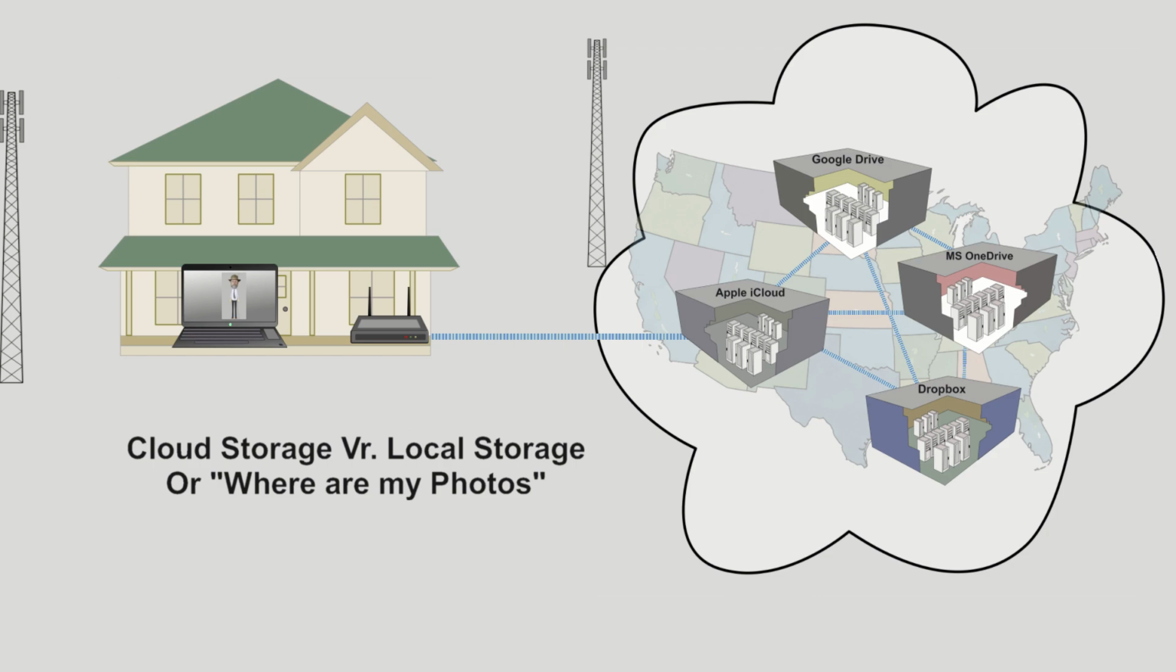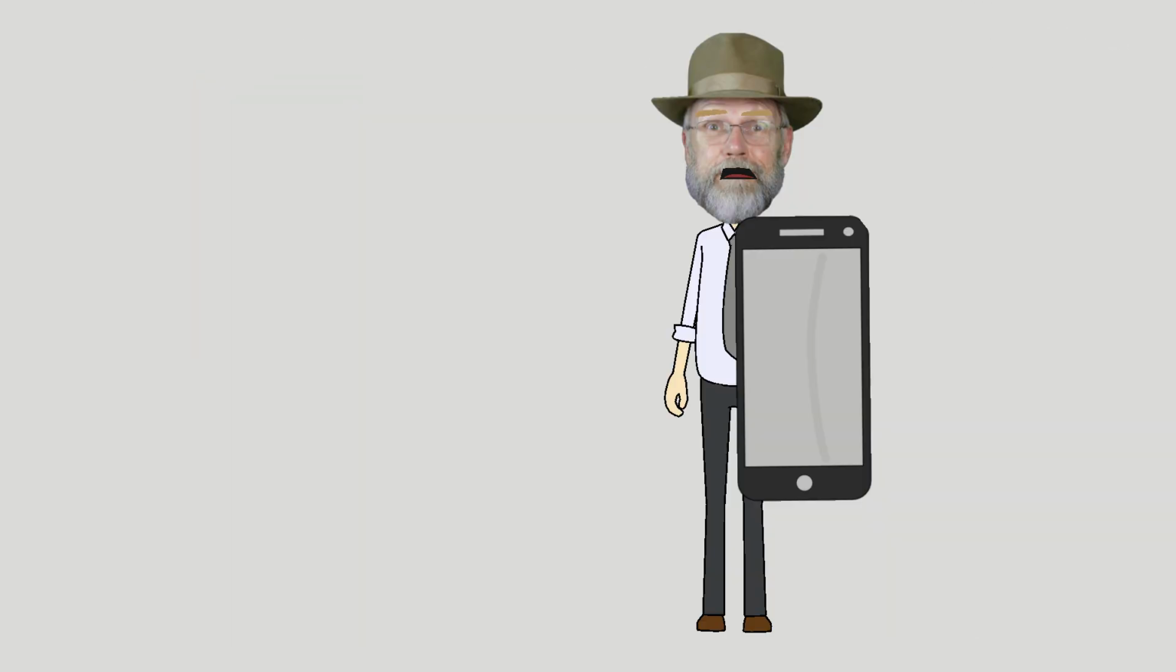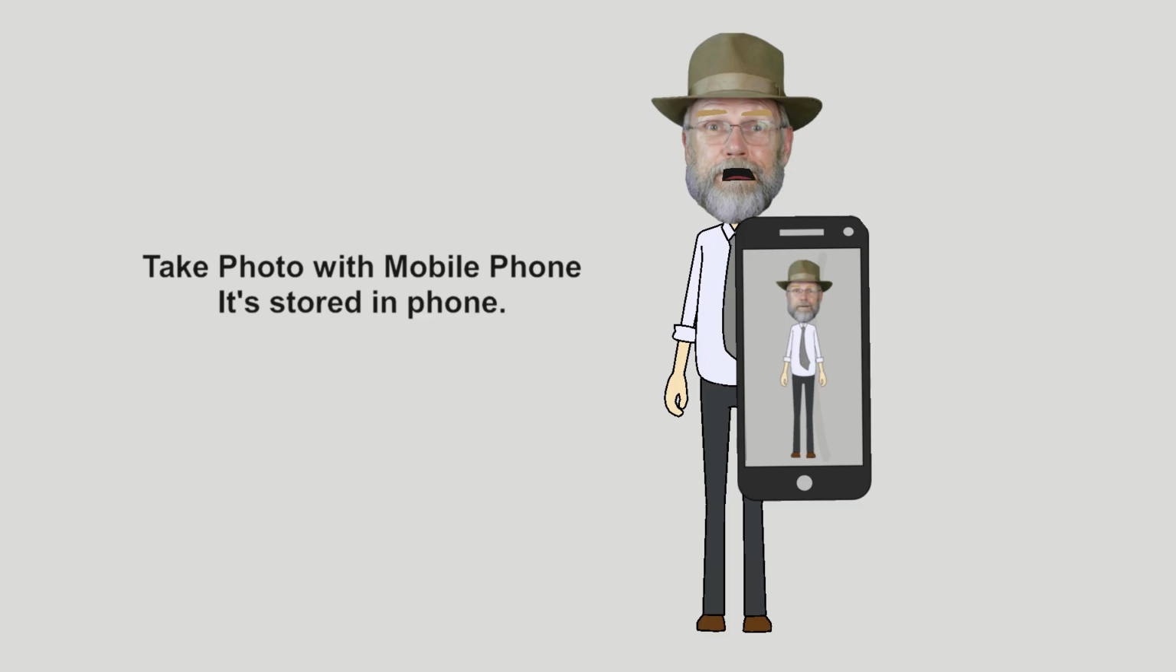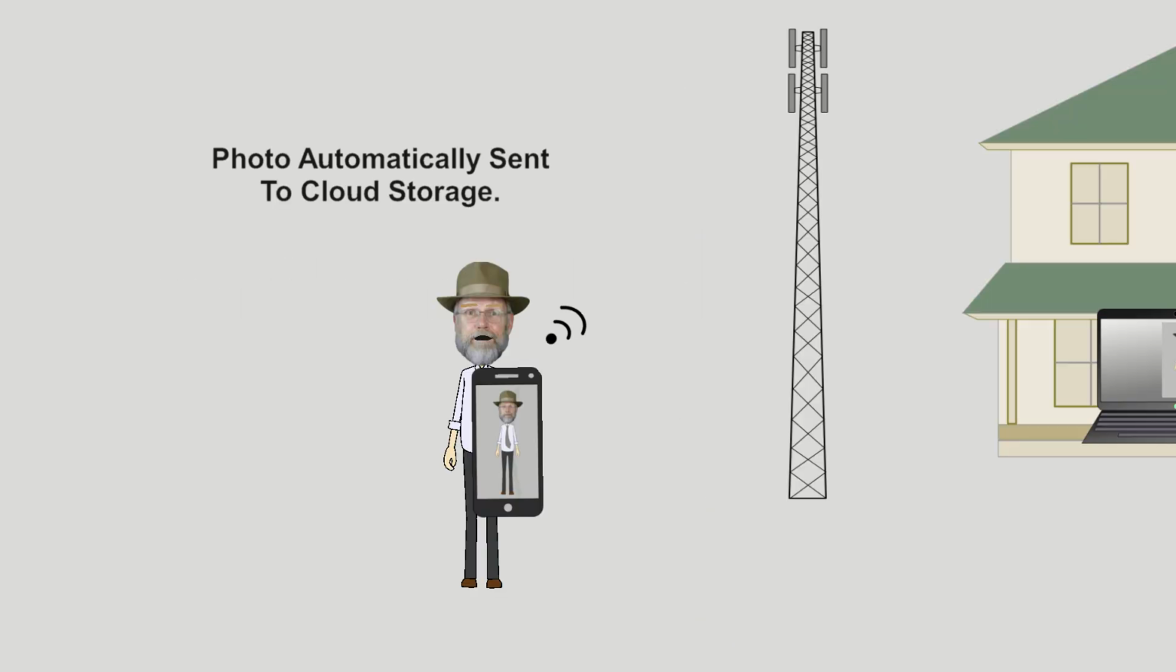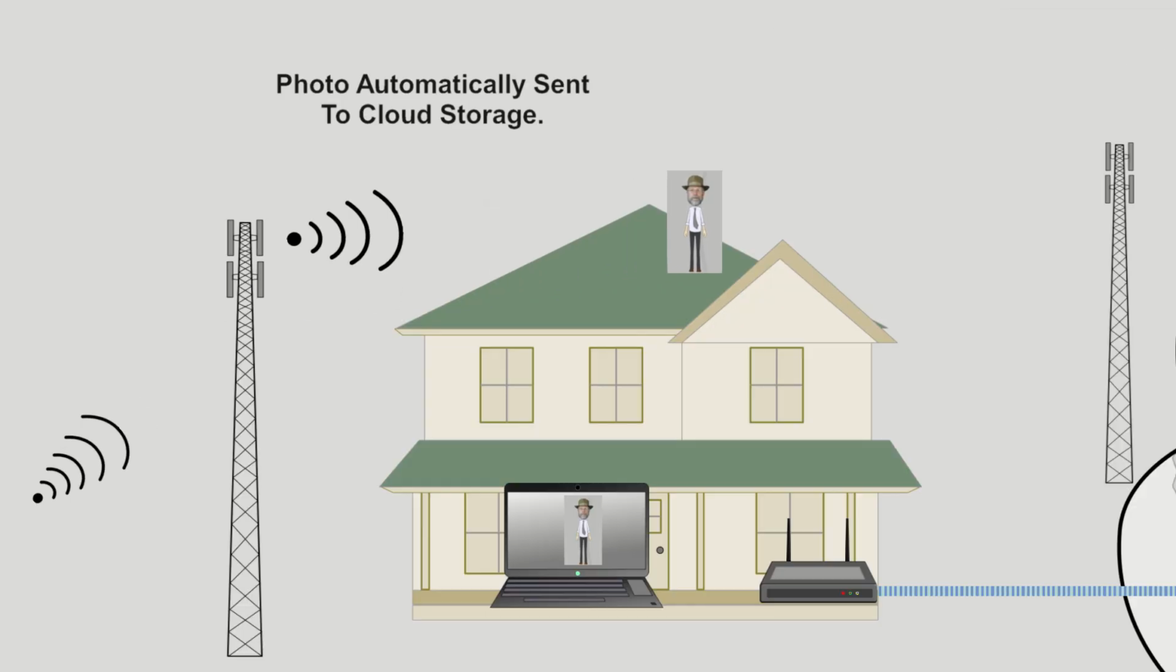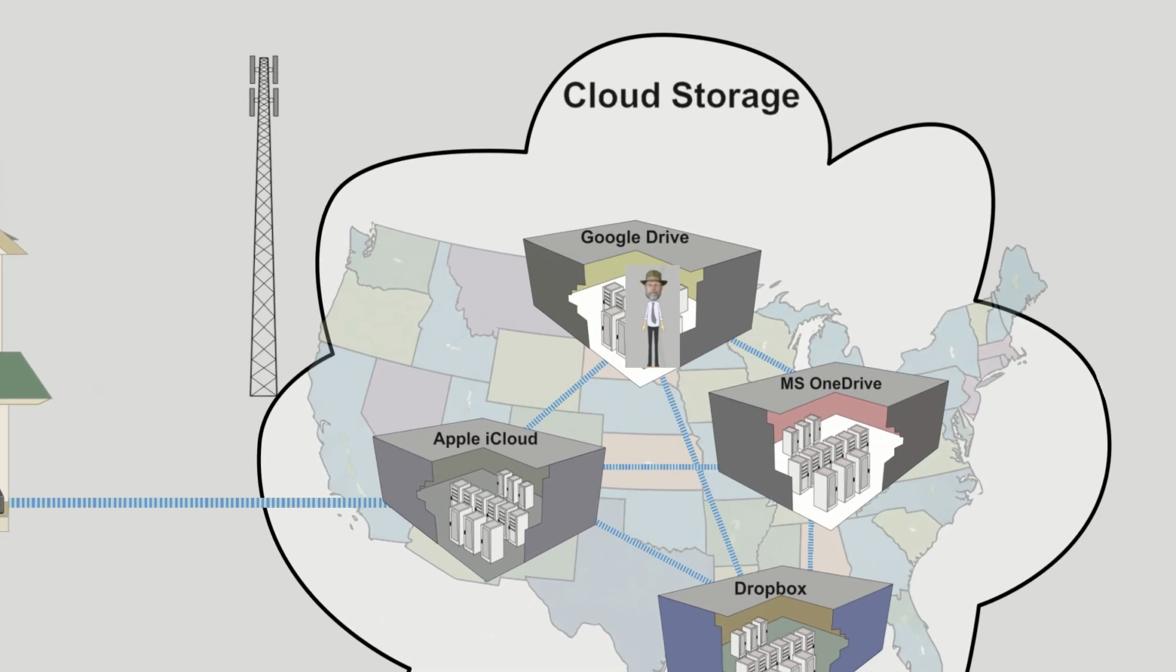This tutorial is for people trying to figure out where your photos are or what's the difference between cloud storage and local storage. In this example, we'll take a photo with a mobile phone. The photo is stored on the phone, but likely it's also automatically copied to a cloud storage if you have an account with one of these cloud storage services.